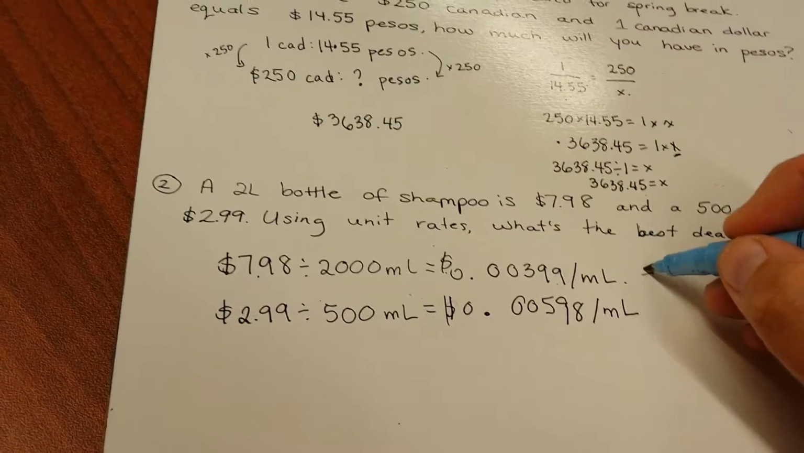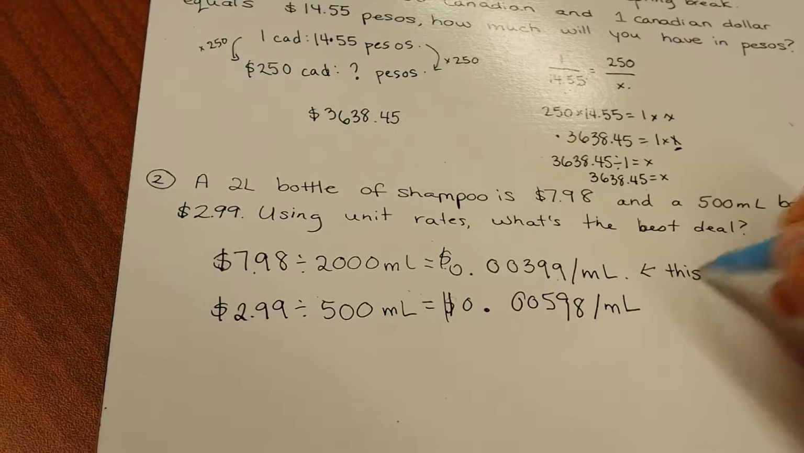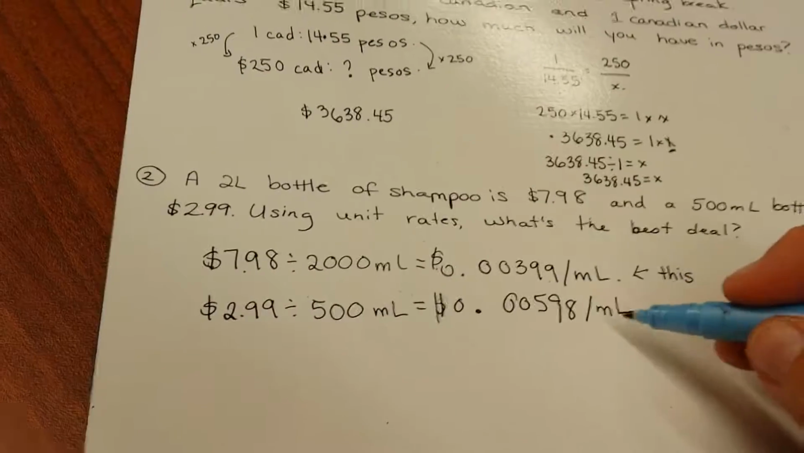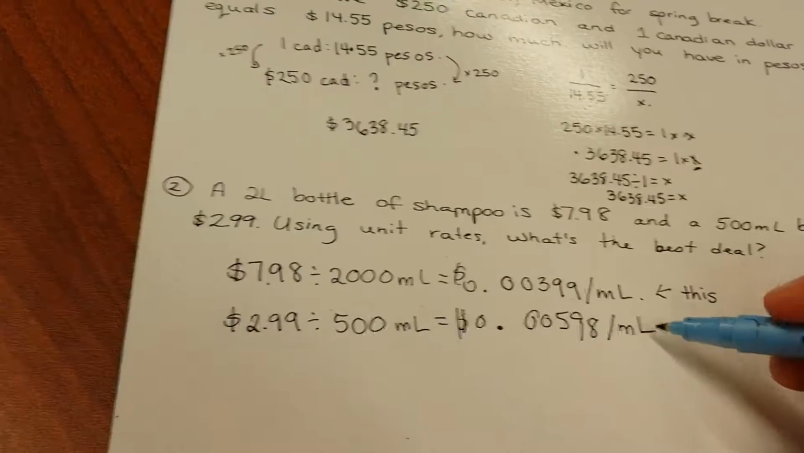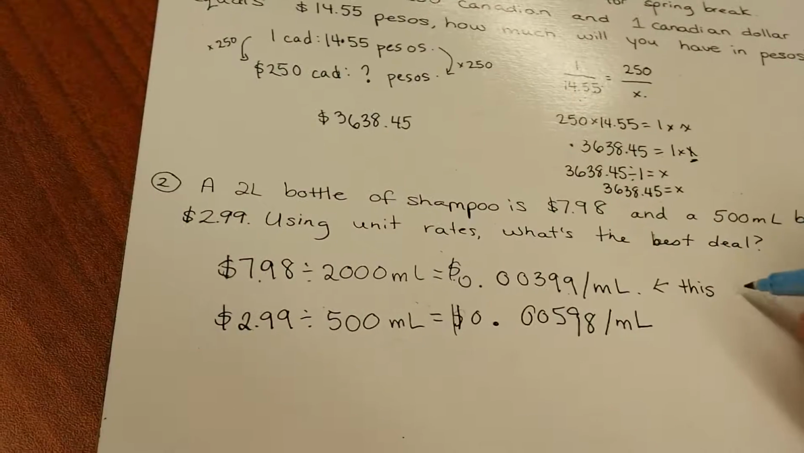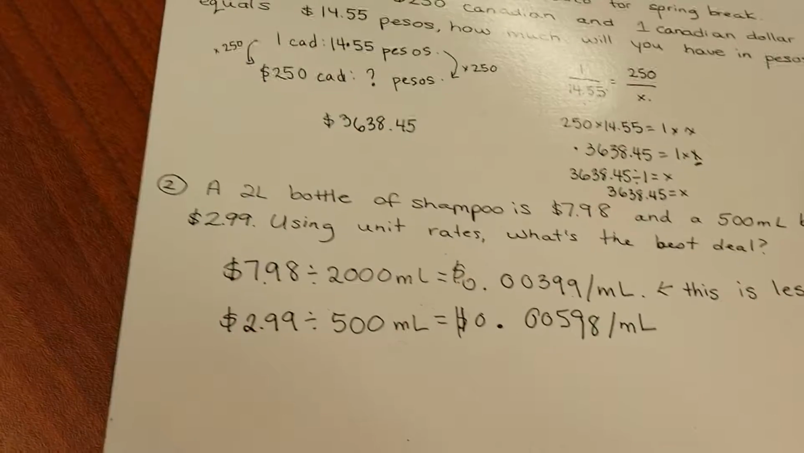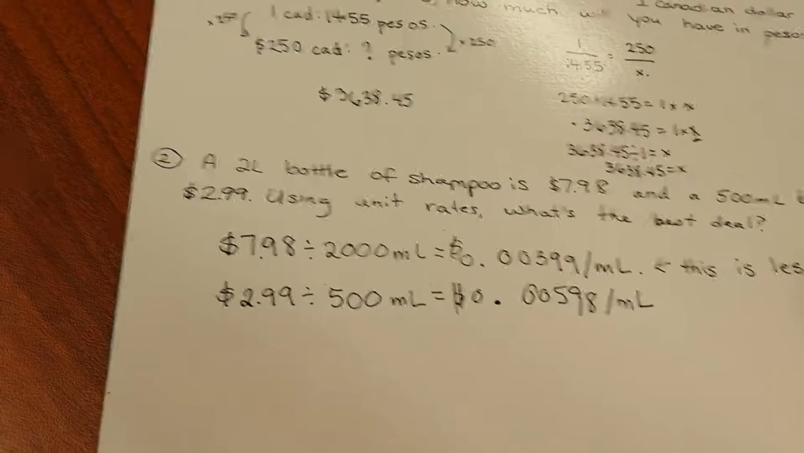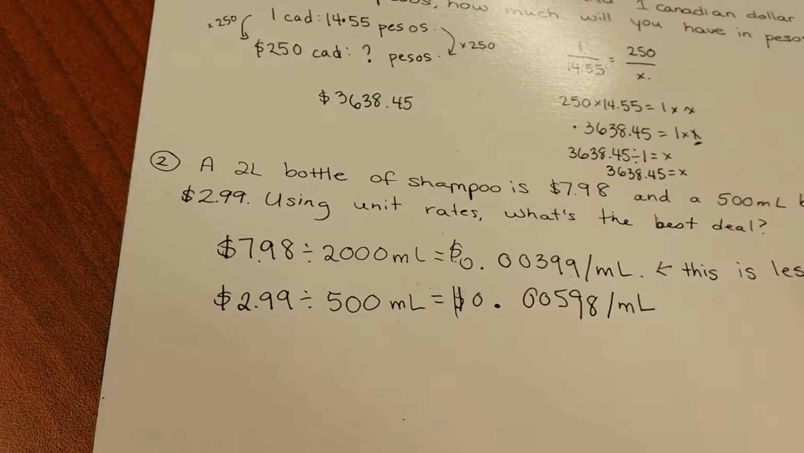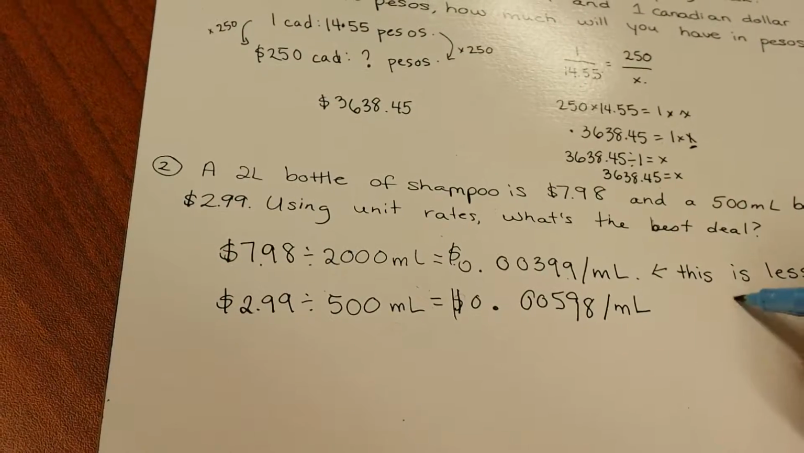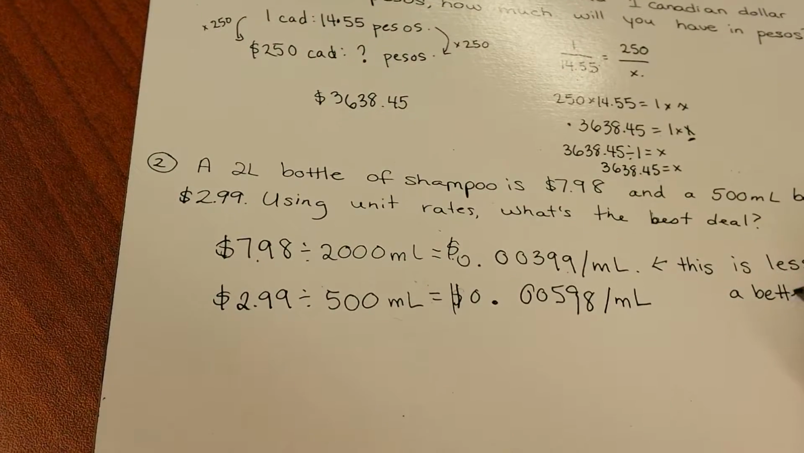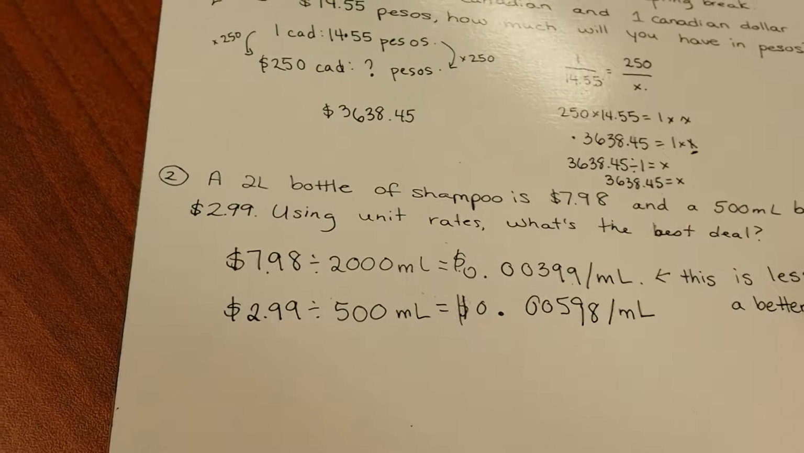So this one is cheaper. Each milliliter is cheaper in this shampoo rather than the smaller bottle. The small bottle is expensive. The big bottle's cheap. This is less, so you're paying less dollars per milliliter there. So that's going to be your better deal. This is less, so it's a better deal.